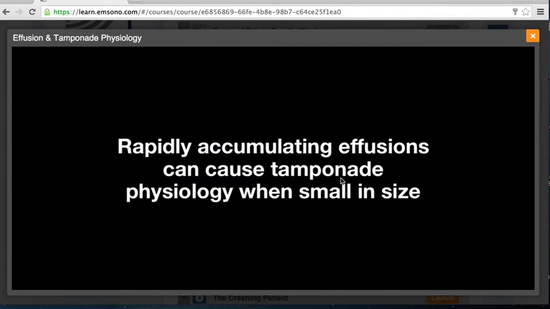Key point I want to bring up right now, so that this stays in your mind, is that rapidly accumulating pericardial effusions can cause tamponade physiology when small in size. So the more rapid the fluid is accumulated, the more likely you're going to get tamponade physiology at a smaller size. So keep that in mind, that even small effusions, if they accumulate rapidly, can cause tamponade physiology.